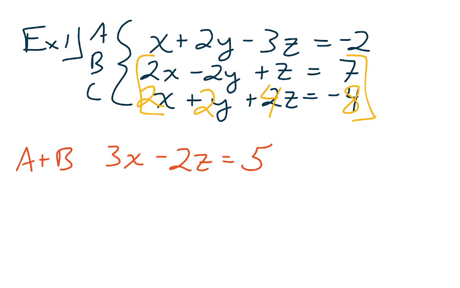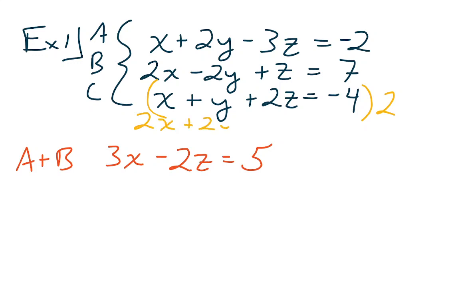Really, what we should do is rewrite equation C. So let's do that. We're going to multiply the whole equation by 2. We're going to get a new version of this equation: 2x, 2y, 4z, and negative 8. And we'll call that equation C1 because it's kind of like a spin-off of equation C.